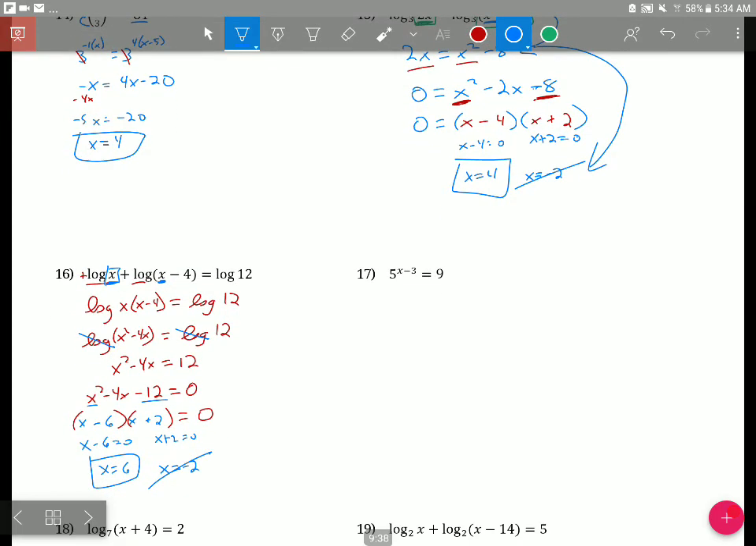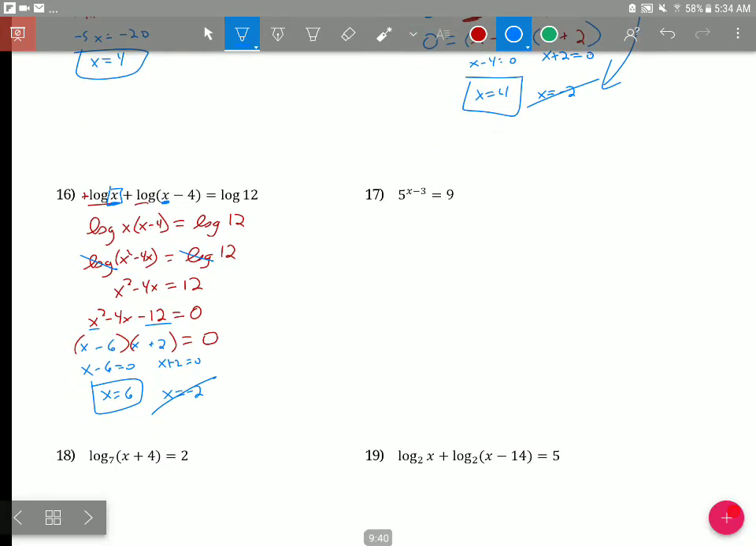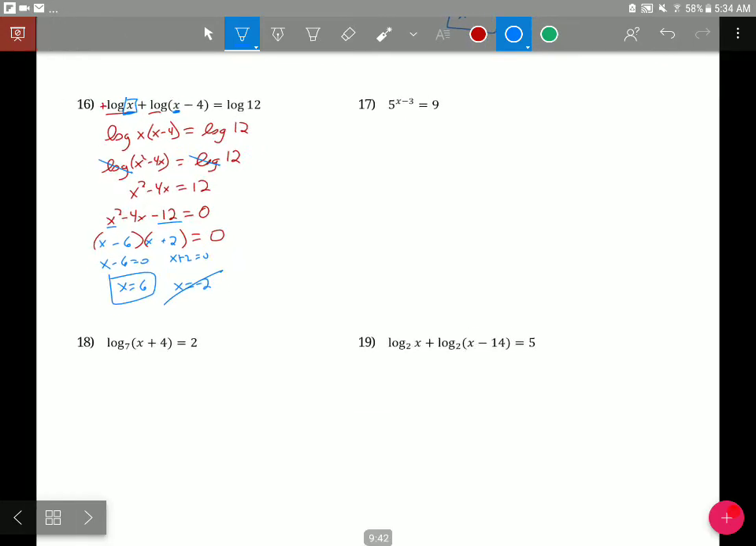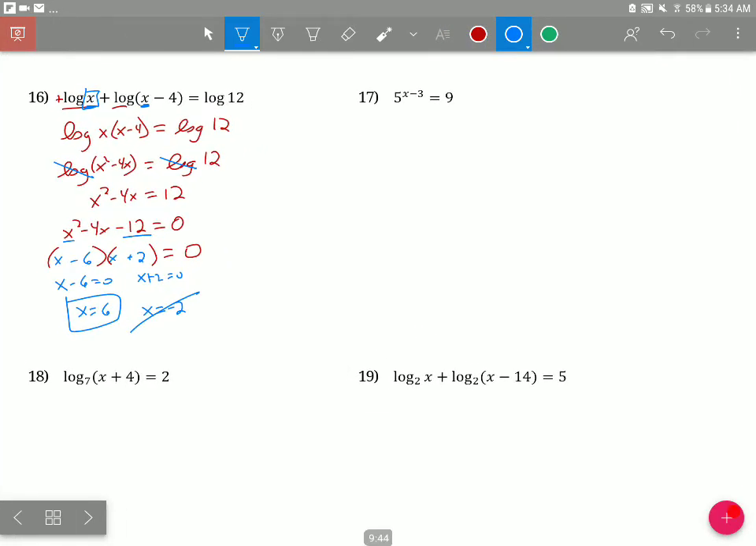Alright, so these next 3, you notice how you can't get a common base with 5 and 9. Or this one has a log, but that one doesn't. These two have logs, but that one doesn't. So we can't use the trick that we've been doing. Well, it's not really a trick, it's just a property. We can't use what we've been doing. We need to switch them into and out of logs. Here's what I mean by that.